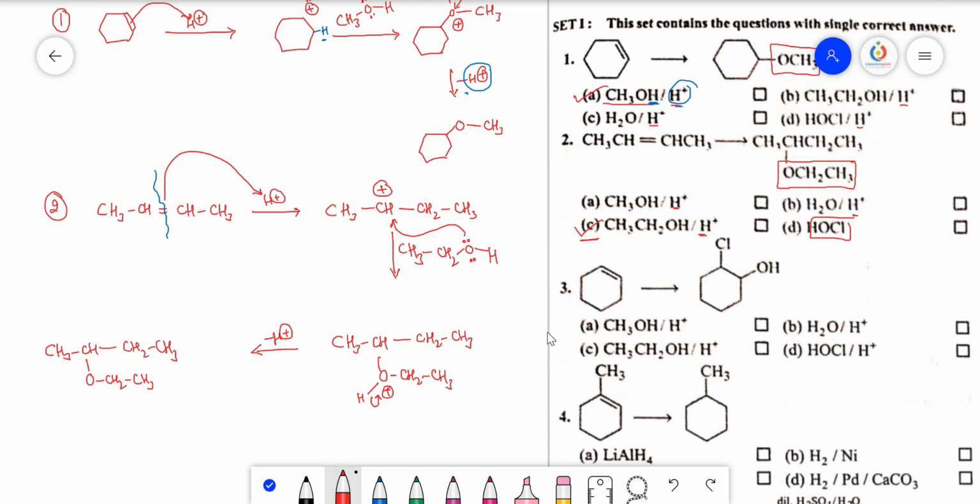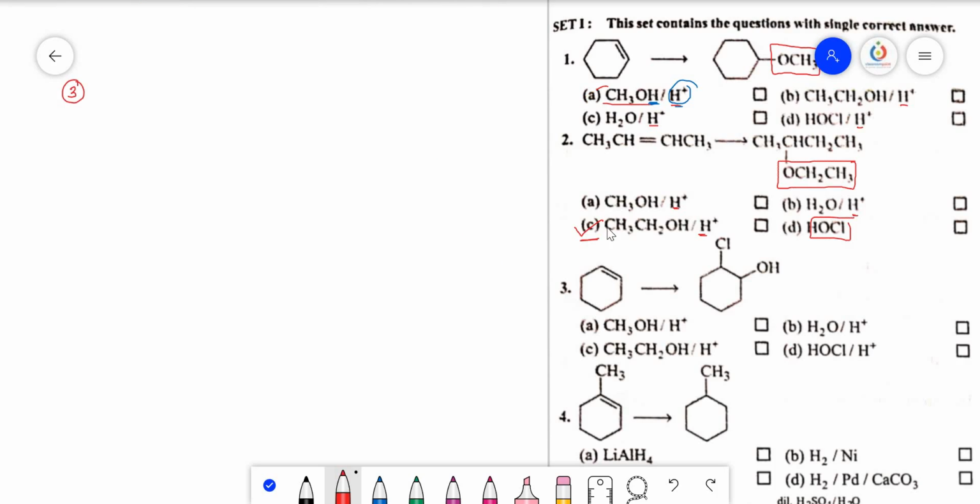Now let us see question number 3. Question number 3 is again a similar molecule, but the reagent is different now. Here HOCl is there, so you just search for the reagent that is having HOCl. The simple thing is that option D is having it. Anyhow, let us see the mechanism here.